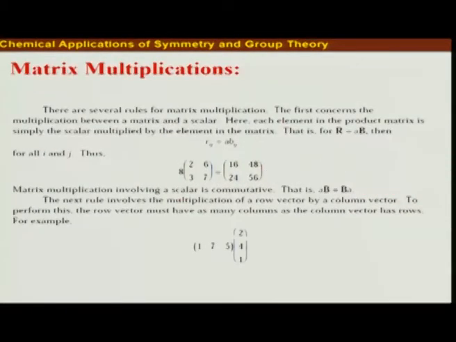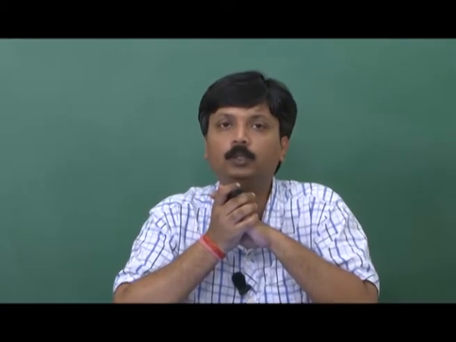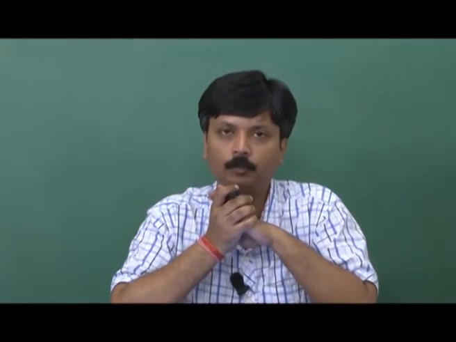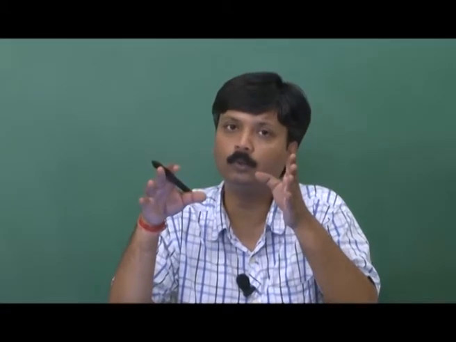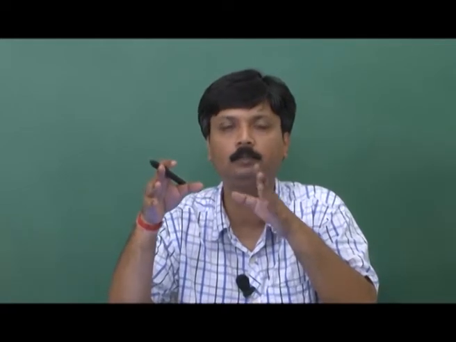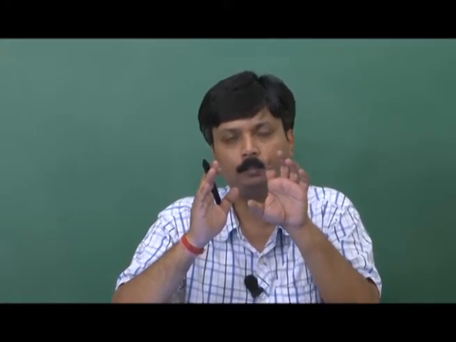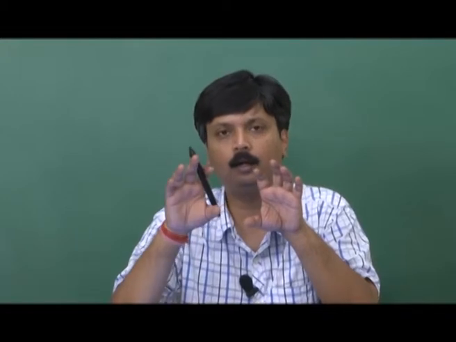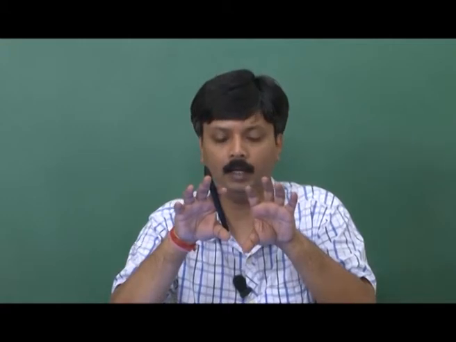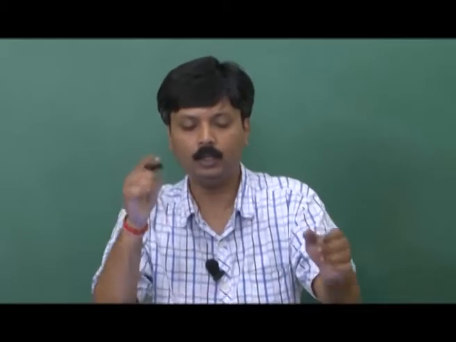Okay. Now what about matrix multiplication? Because this is something which we will use very often in group theory. When we use these matrices to represent symmetry operations, we need to do two successive operations, meaning operation A followed by operation B. So when we use matrices to represent these symmetry operations, these matrices will be multiplied, right? And that's why this is quite important in our context.